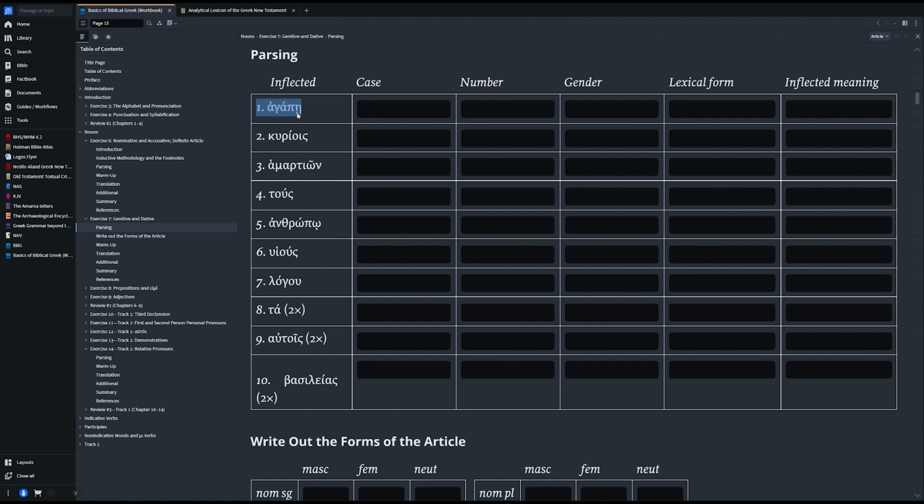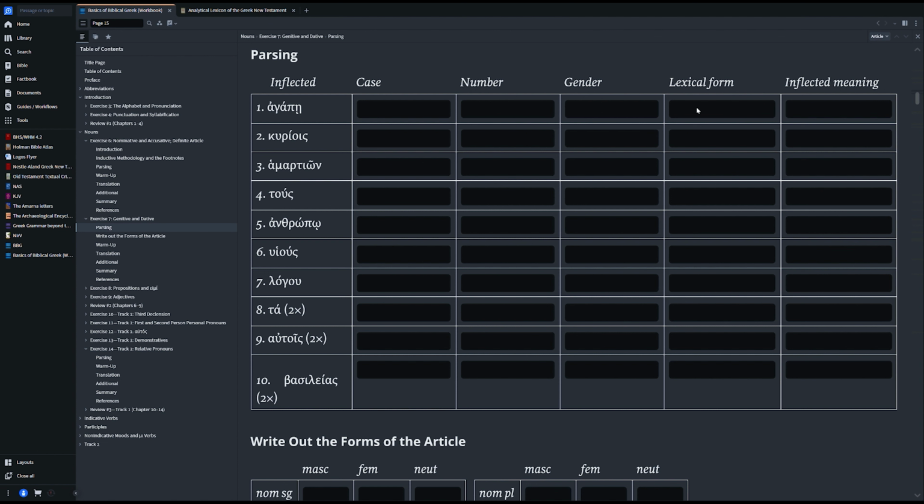Let's start off with number 1. First, we're going to read it out loud. Remember, we're going to start with lexical form, then gender, then case and number, and then finally we're going to do inflected meaning. That makes the most sense in my little brain. Okay, number 1, agape.